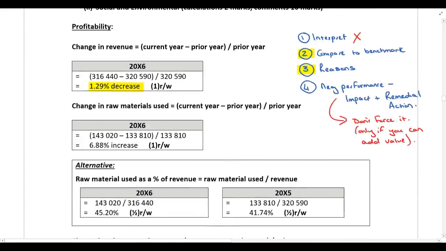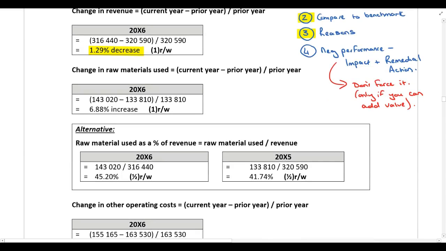Then next, you should have calculated the movement or the change in raw materials used, and you should have calculated that there's been a 6.88% increase in raw materials used. Now remember guys, raw materials is a variable cost, so it should vary with sales. And if revenue is decreasing, variable cost should also decrease. So the fact that the raw material cost has increased when we have a decrease in revenue indicates negative performance.